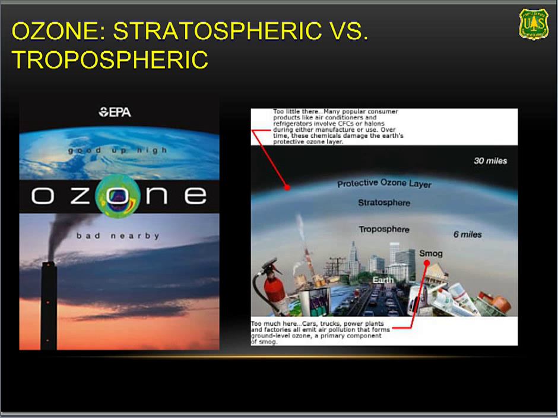Tropospheric ozone is ground level ozone, and this is a common component of smog. What we're going to be talking about today is ground level ozone, the smog components in the ground that we breathe. Same chemical, but in different positions. You can see on the left-hand side there in the EPA document, ozone bad nearby, which means you don't want it in the smog, but good up high to protect you from ultraviolet radiation. Again, same chemical, but we're talking about tropospheric ozone here.